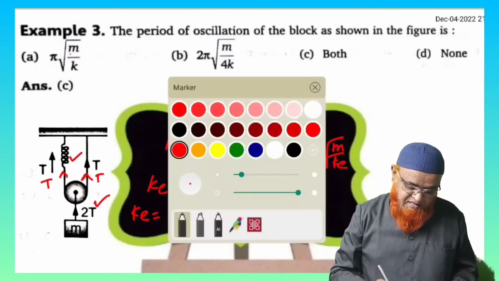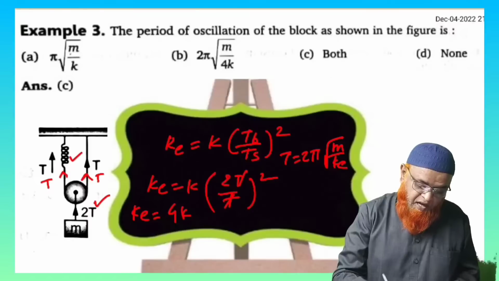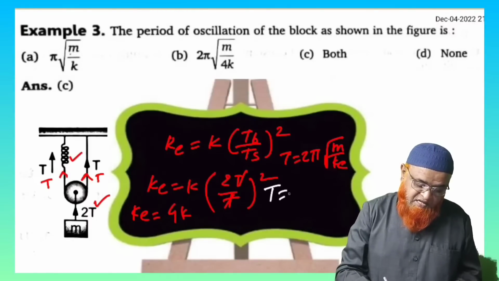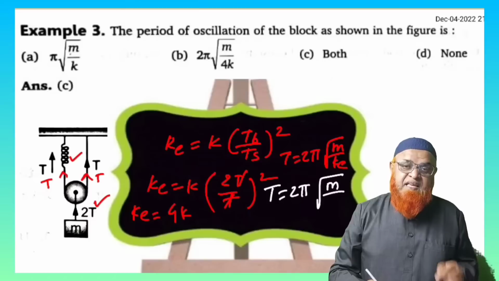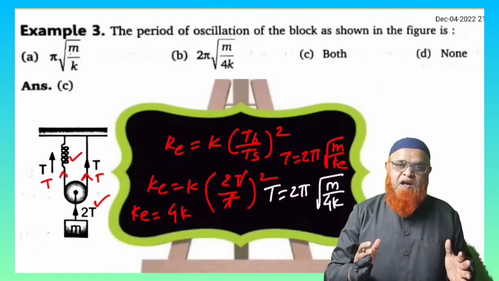Therefore, the final step which we are going to discuss here is a very simple formula. By using this technique, you can write T is equal to 2 pi root of m by K effective, and K effective is nothing but 4K. So this is going to be your answer.